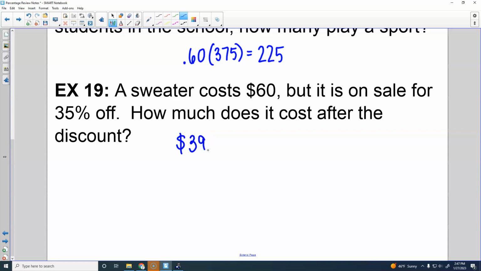$39. Okay. All right. So, how'd you get 21? Okay. That gives you $21. That's how much they take off. So then what do you have to do? 60 minus 21, which is 39.